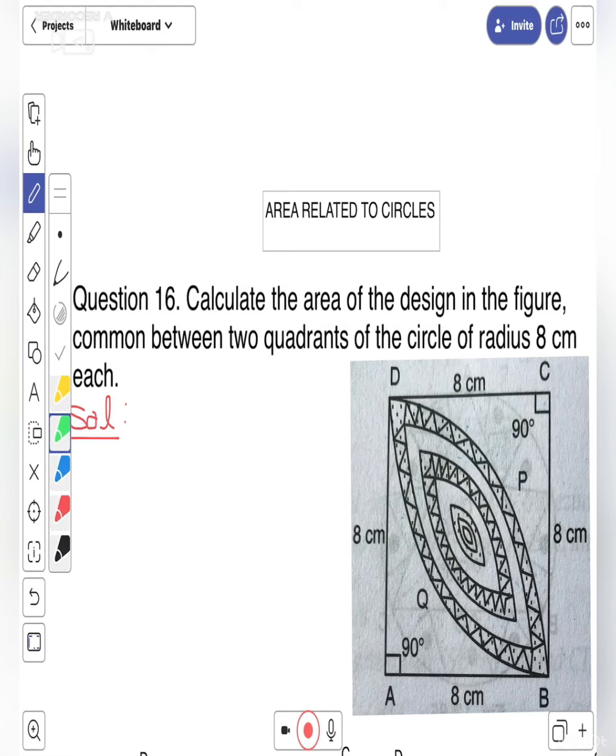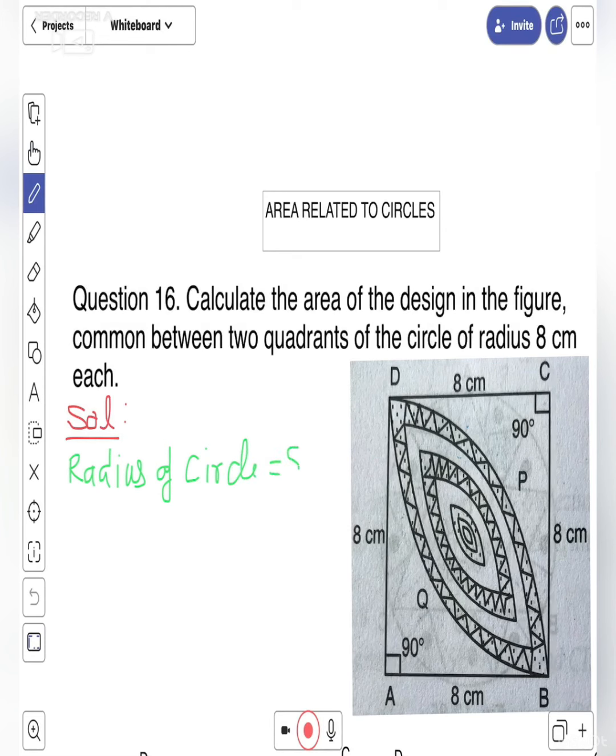So the question clearly says that the radius of the circle is 8 centimeter. So you will write that radius of circle equal to 8 centimeter. Now again dear, this is a quadrant, this is a square, that is ABCD, and the side of the square is given as 8 centimeter each. So you will write here the side of square equal to 8 centimeter also.